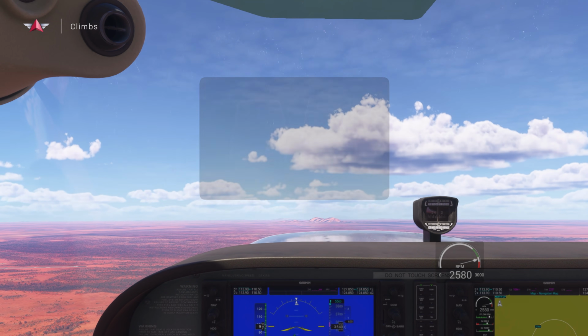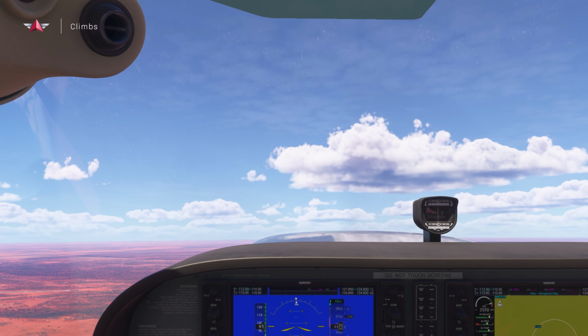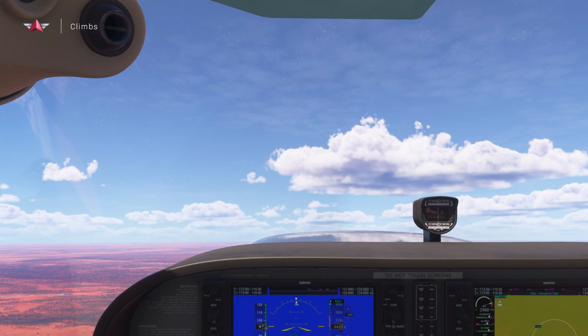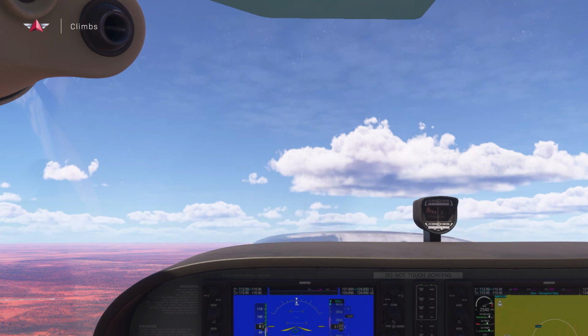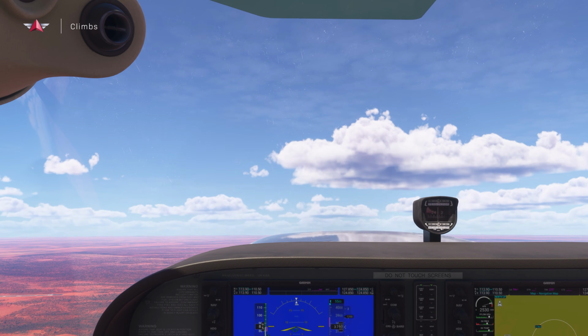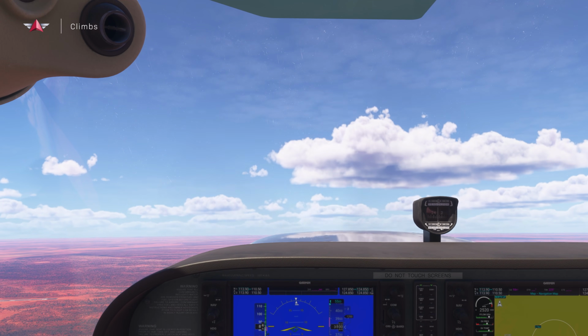Let's raise our nose to right about here. See how the nose cowling rests just on top of the far horizon like this? This is our approximate VY climb position.